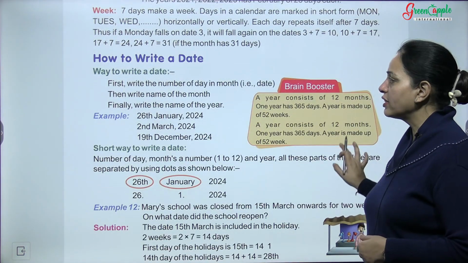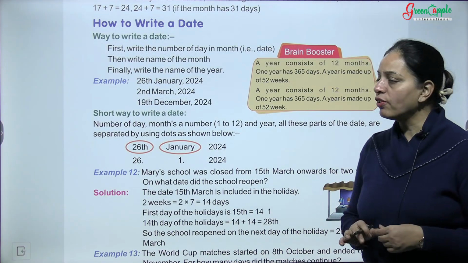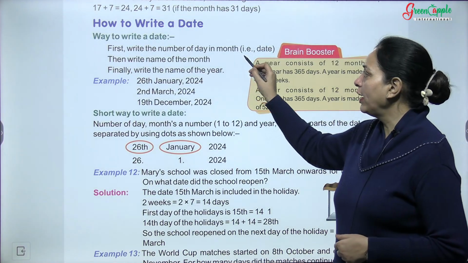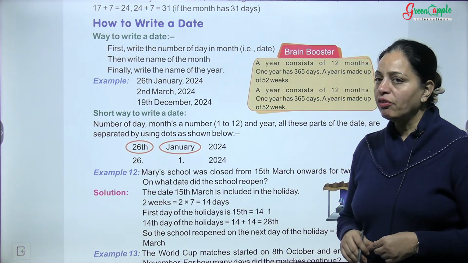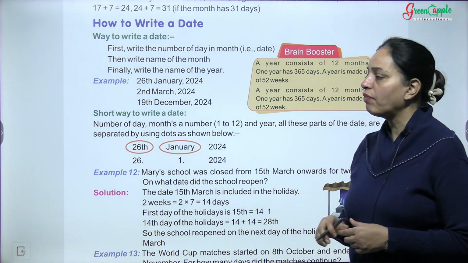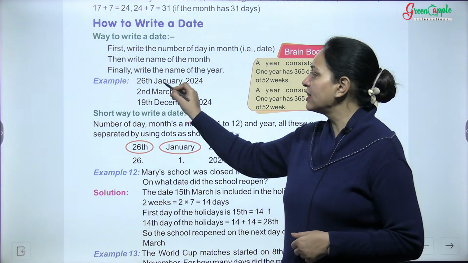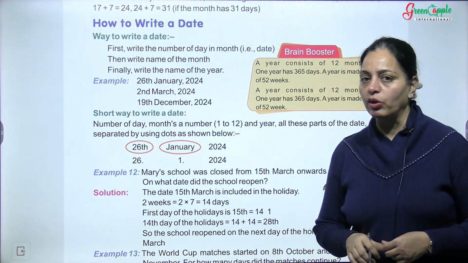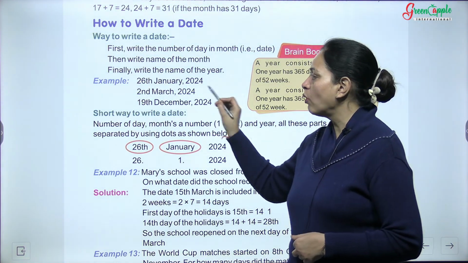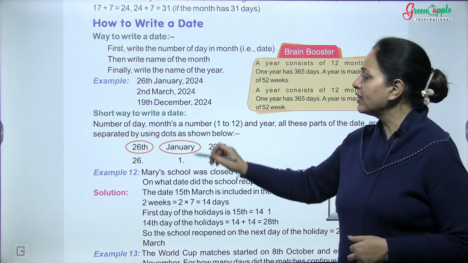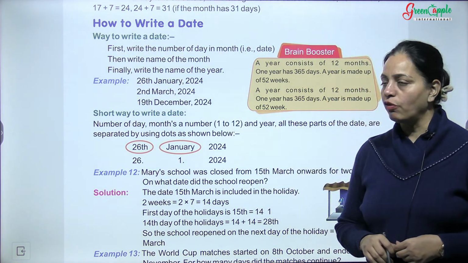Now how to write a date? The way to write a date: first write the number of the day in a month, that is the date. Then write the name of the month and finally write the name of the year. For example, 26 January 2024, 2nd March 2024, 19 December 2024.